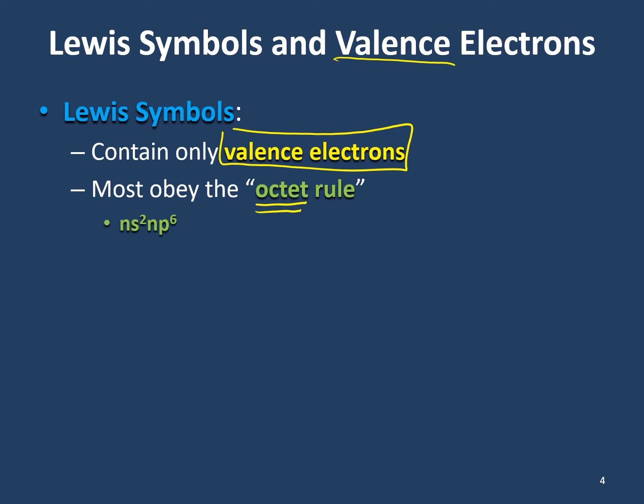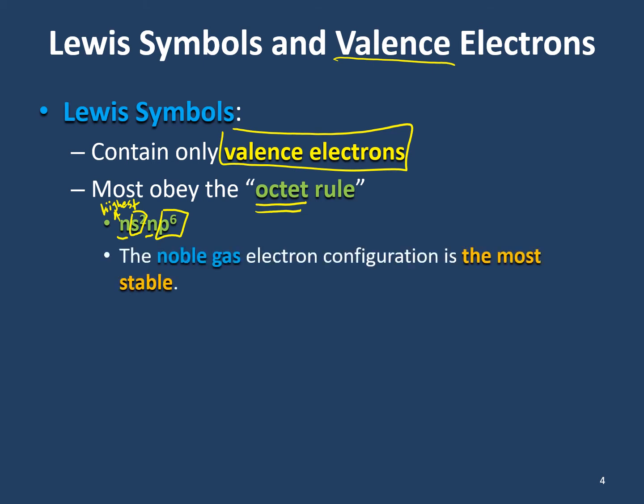Which means our outermost electron configuration has ns2np6 as the max it could possibly have, where n is the highest energy level in the atom. This is mainly due to the fact that noble gases have very, very stable electron configurations, and therefore all other atoms want to have electron configurations like the noble gases.